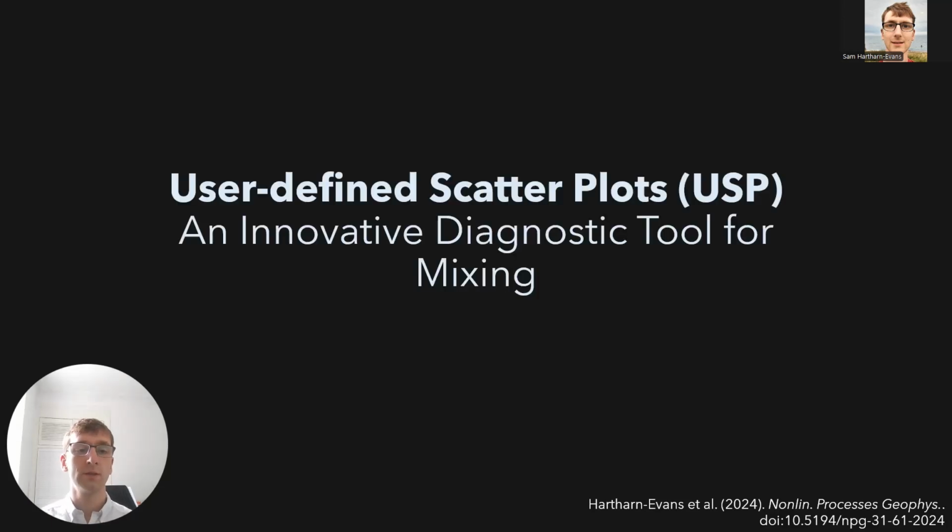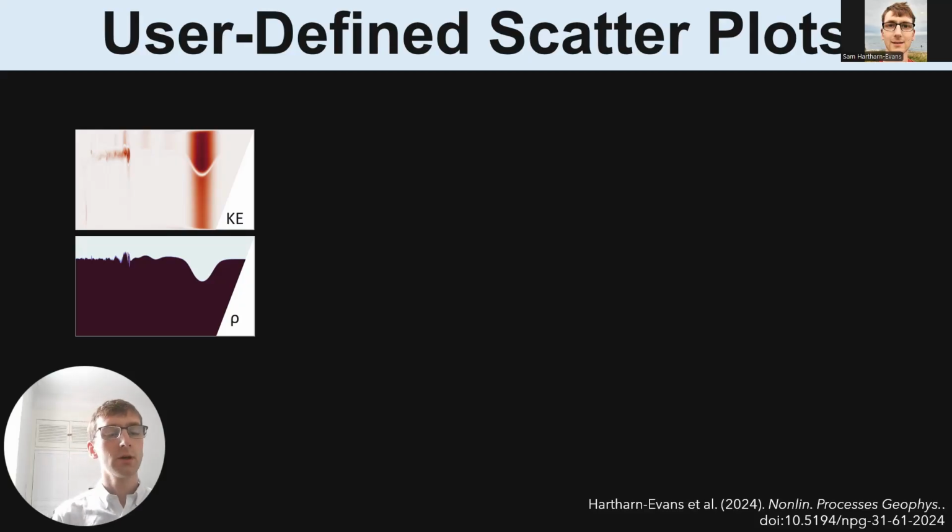And whilst I was there, we came up with a new mixing diagnostic tool, which we called user-defined scatter plots, or USP. So to explain what these are, we start off with two variables that come out of the model. Here I'm going to show density and kinetic energy, but we can in fact choose any two variables depending on what it is we want to understand.